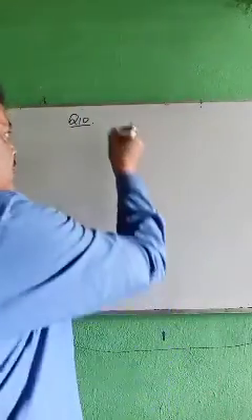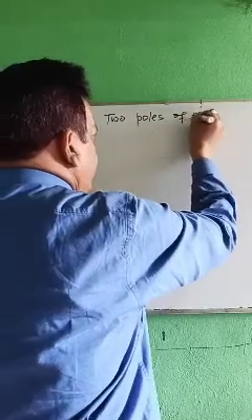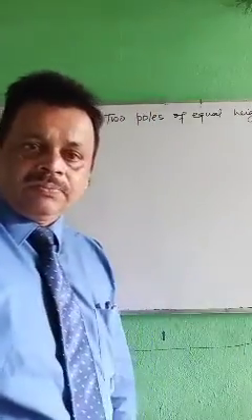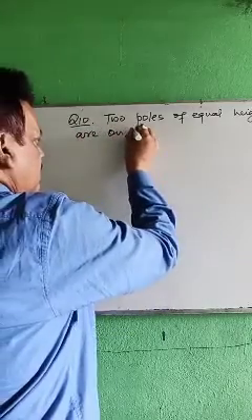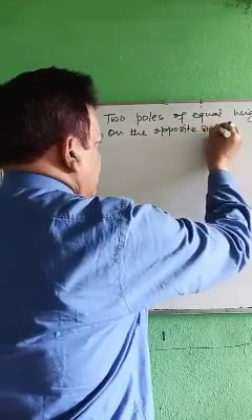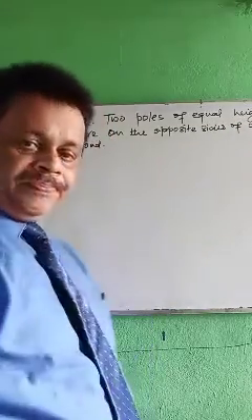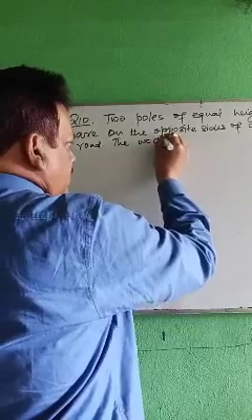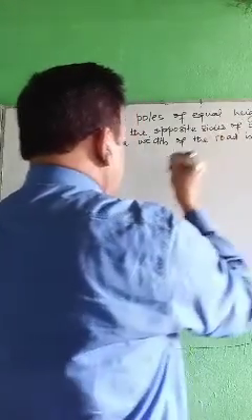Two poles of equal height are on the opposite sides of a road. The width of the road is 80 meter.